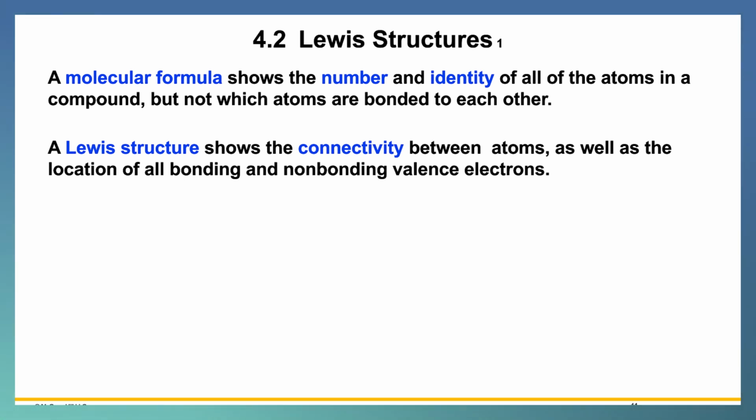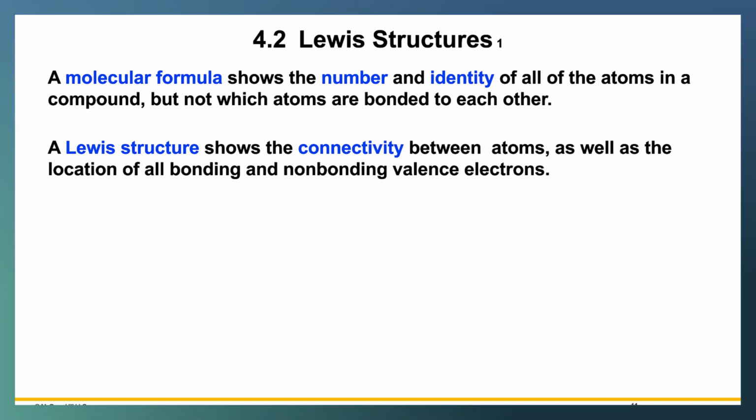So a molecular formula is going to show the number and identity of all of the atoms in the compound, but it doesn't tell you which atoms are bonded together. If you have something like CH2O, which is the formula for formaldehyde, that doesn't tell you anything about what is connected to what or where the lone pairs are. But it's useful because it tells you that there's 1 carbon, 2 hydrogens, and 1 oxygen in that compound. So it's useful to get you started, but it doesn't tell you how they're connected.